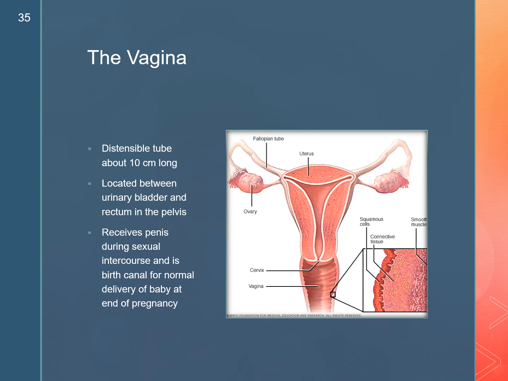The vagina is a muscular tube that is about 4 inches long, and it's lined with mucous membrane. It is located between the urinary bladder and the rectum in the pelvis, and it receives the penis during sexual intercourse and is the birth canal for normal delivery of a baby at the termination of the pregnancy.